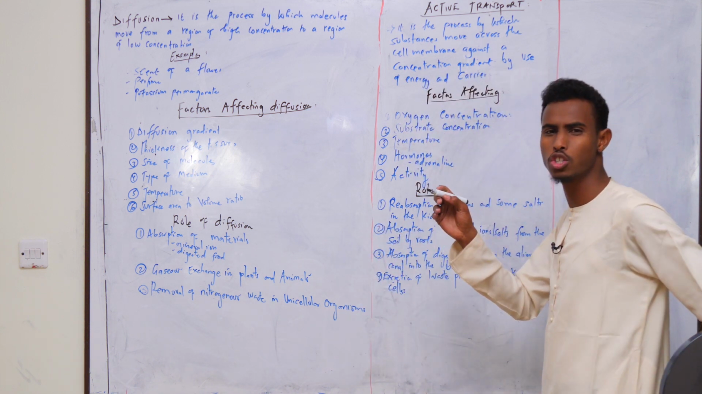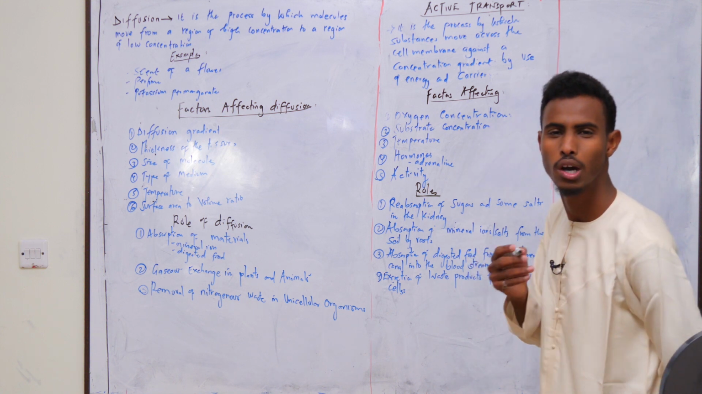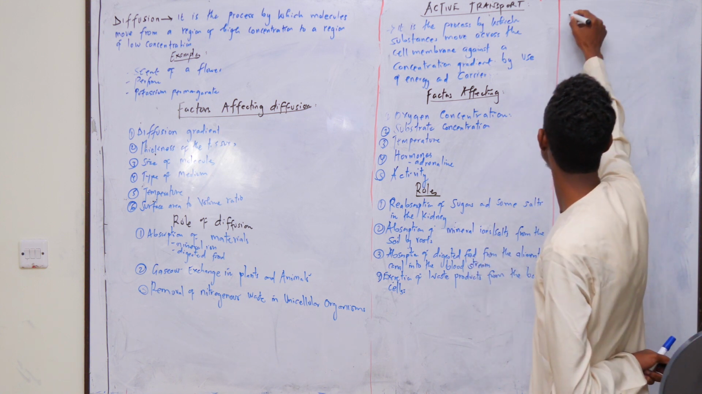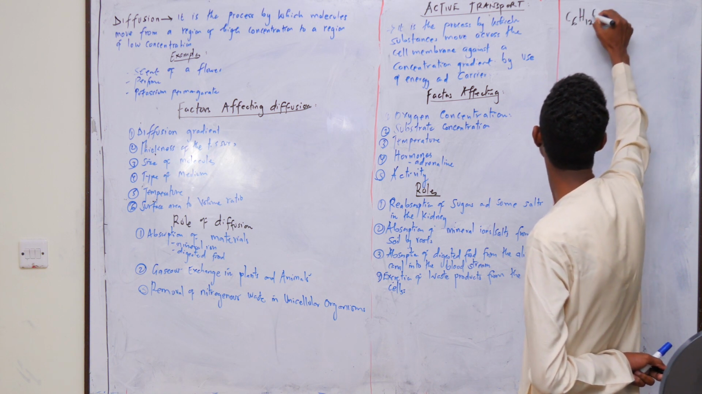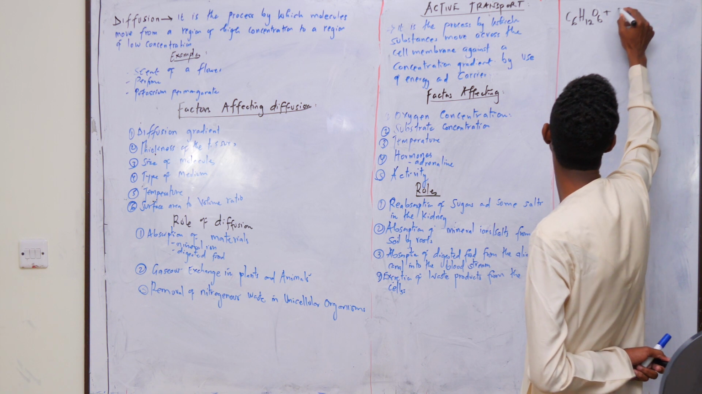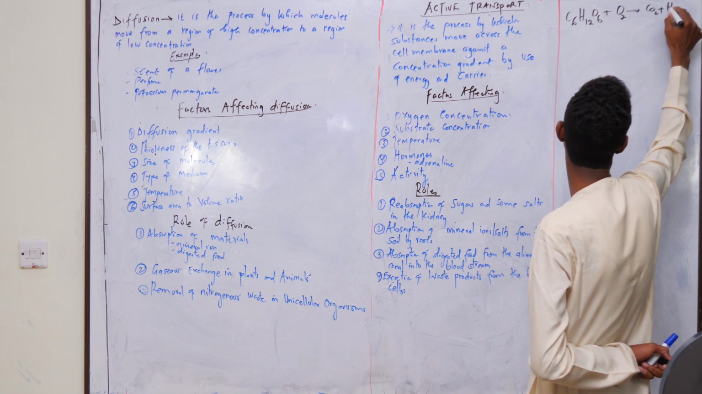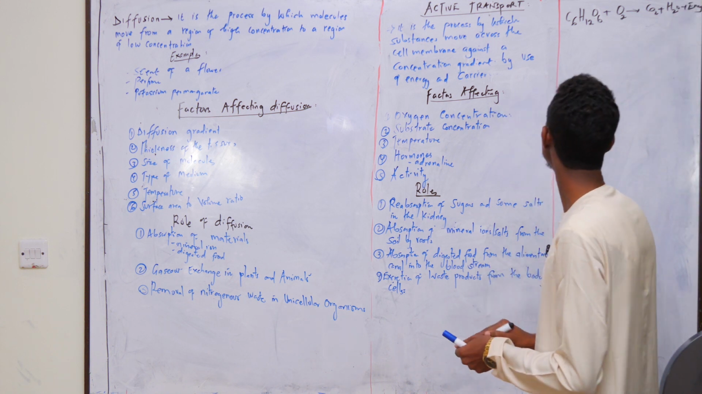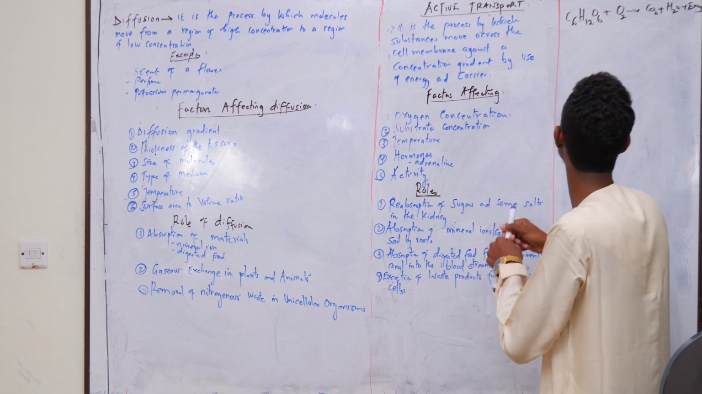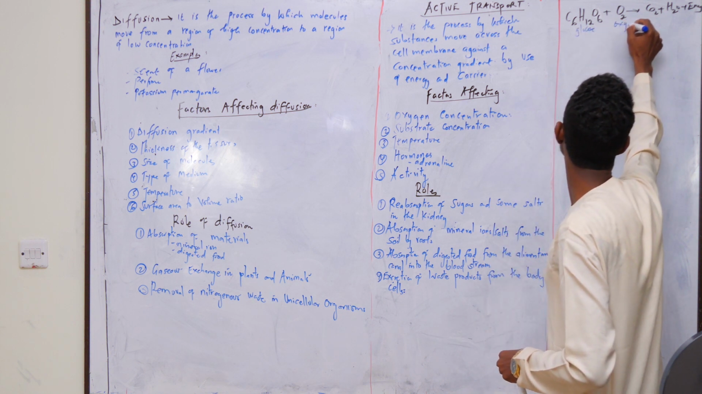Now, class, the process of respiration can be summarized by the oxidation of glucose to release energy. That is glucose, C6H12O6, plus oxygen gas to form carbon dioxide plus water plus energy. Now, class, you can see that this is glucose. Here we have oxygen.